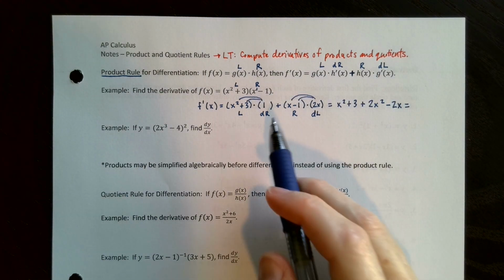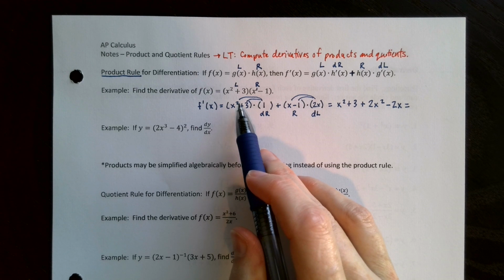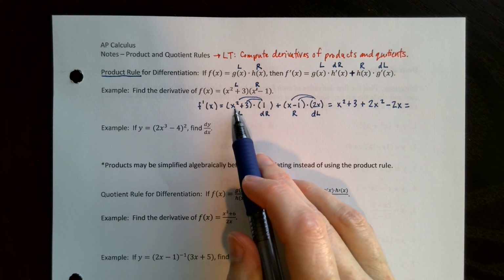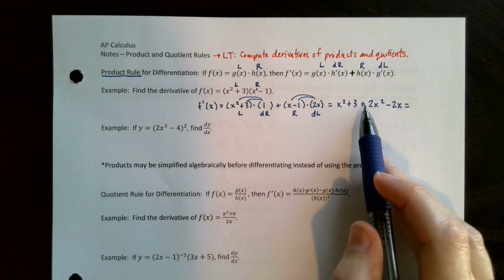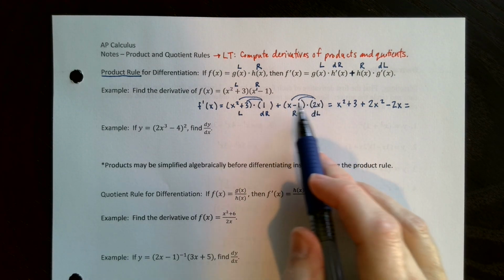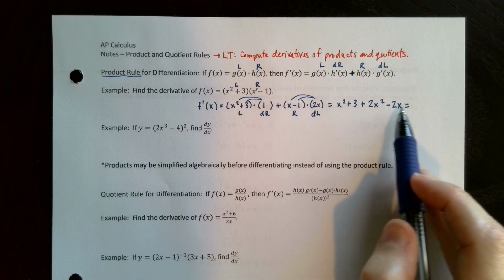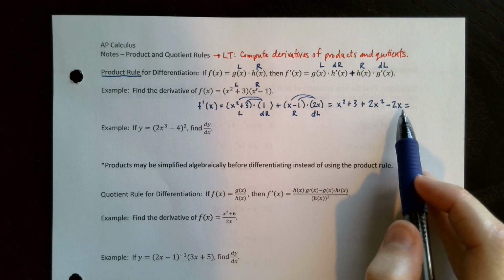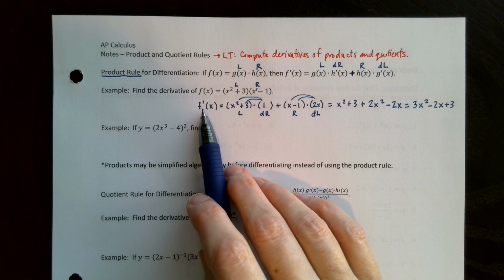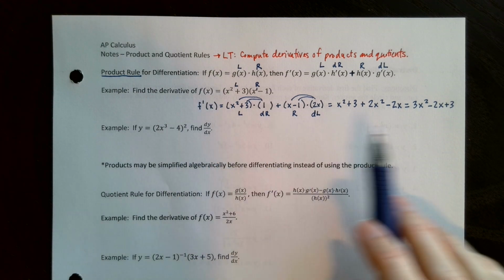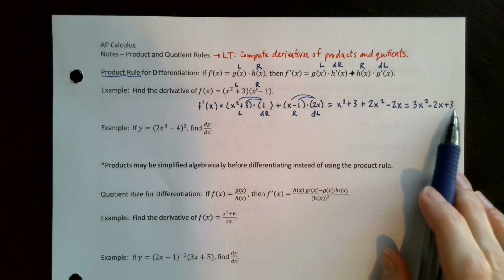So we'll need to distribute our derivatives to the left and right functions, and when I distribute that constant 1, I get the same expression, x squared plus 3. Put my plus in the middle, and when I distribute the 2x, I get 2x squared minus 2x. I'll combine my terms and get a final answer. So f prime, the derivative of our original function f, simplifies to 3x squared minus 2x plus 3.